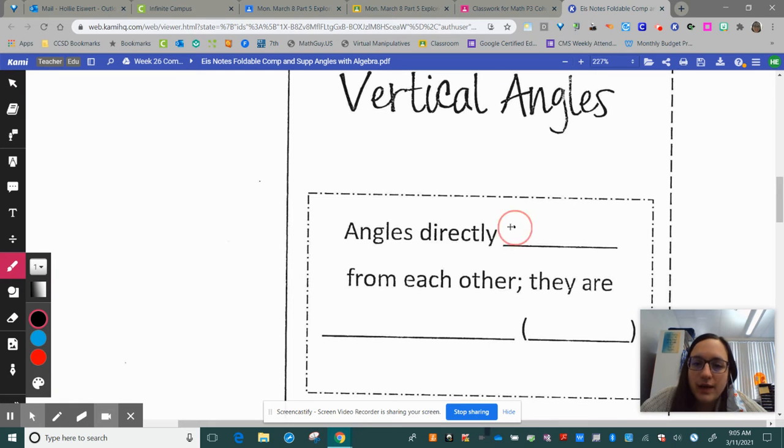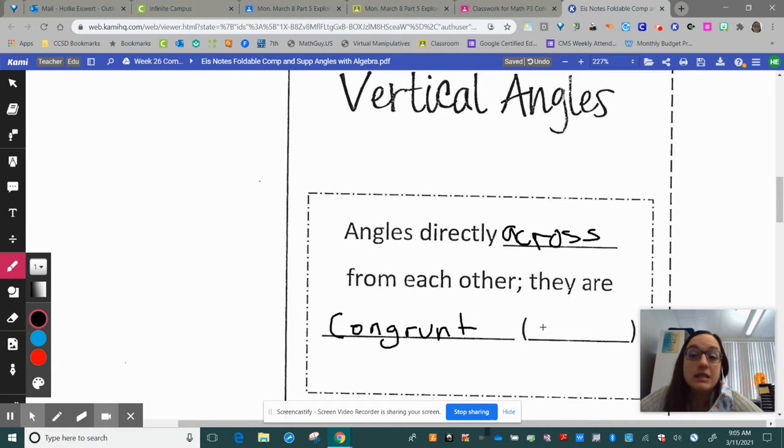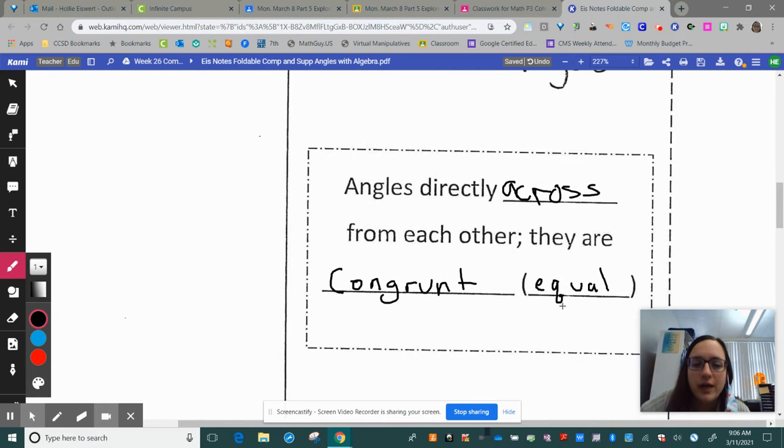So angles that are directly across from each other, they are what we call congruent. Now, that congruent word means something. That means that they have the same measure, that they are equal. So we have measures across, and they could be on any side. They don't have to be up and down from each other. They just have to be on opposite sides. They could be right and left, opposite sides. They have the same measure. They're equal. We call equal measures in geometry congruent.